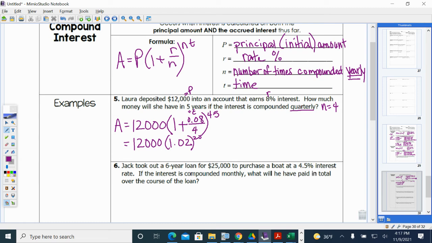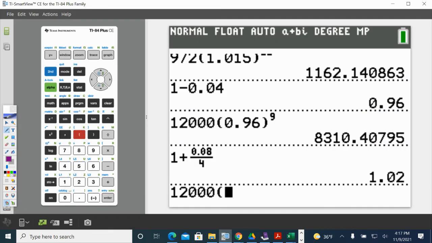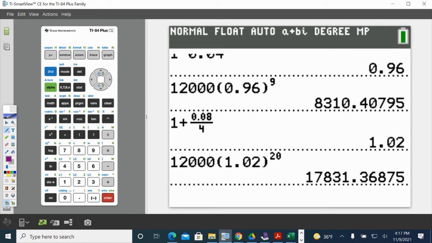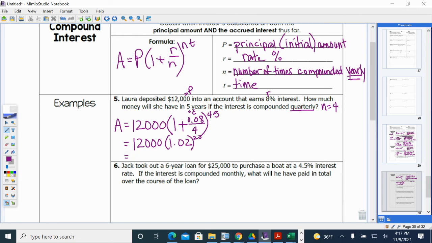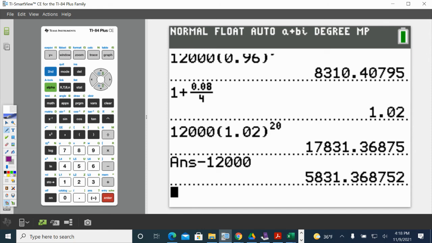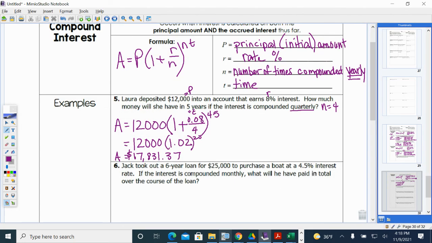So now we can plug that all into the calculator. 12,000 times 1.02 to the 20th power. And that gives me $17,831.37. So now what that means is Laura deposited originally $12,000. After 5 years at 8% interest, her $12,000 has now grown to $17,831.37. So if I subtract off that original $12,000, that means her money has earned $5,831.37 in the 5 years.